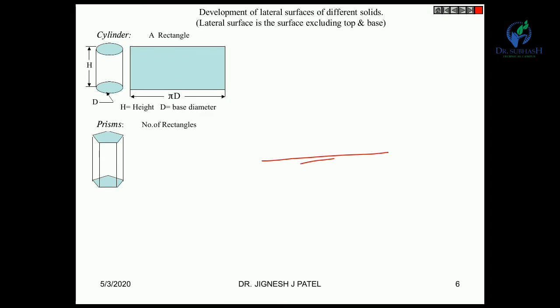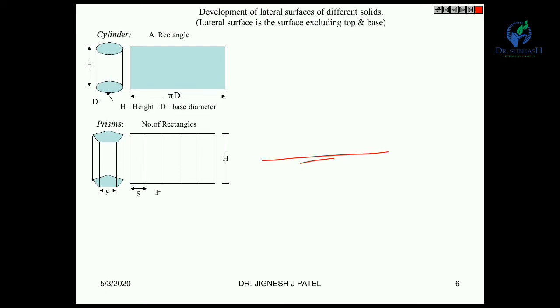Now the development of a prism. It is also a rectangle. Here S is the edge of the prism base and H is the height. This is a pentagonal prism, so the total length of this development is equal to 5S, because it is a pentagon. H is the height and S is the edge of the base.